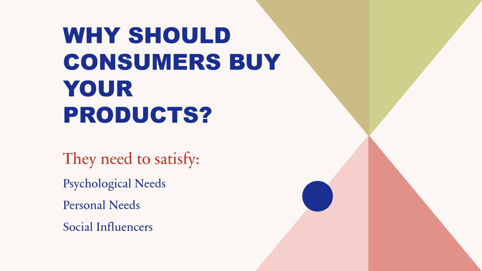These needs can be psychological, they can be personal, or we could be trying to satisfy some kind of social influencer. Psychological needs are anything we need to keep ourselves safe both physically and mentally. Personal needs are anything we would personally need that's not necessarily connected to anyone else, things that influence our lives solely that we would need for our own self-preservation. And then social influencers may not necessarily be true needs at all.